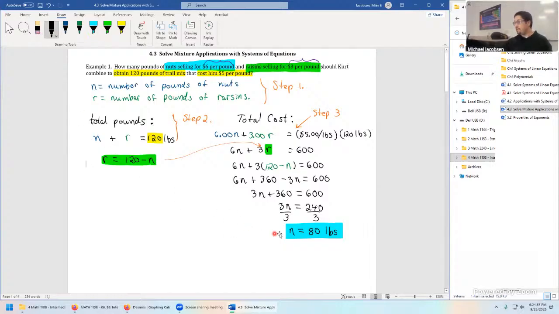Last thing to do is just take the value for n here, substitute it back into this location. So r equals 120 minus 80 for n. Then finally, r is going to be equal to 40 pounds. So we got it, folks. The total poundage was 120, so it is comforting to see the 40 and the 80. They total 120. And it's telling us 40 pounds of raisins, 80 pounds of nuts are going to go into this. Mix it together, and it should be at $5 per pound.